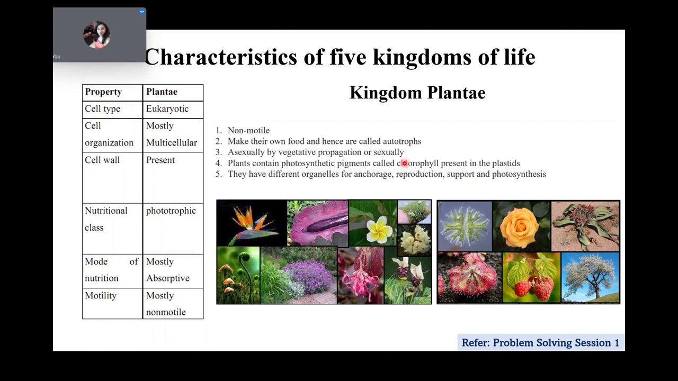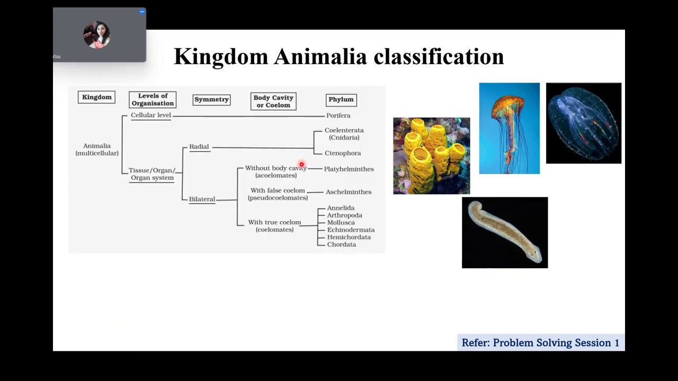For the radial ones, you have Coelenterata and Ctenophora, while the bilateral ones are further subdivided on the basis of the presence of a body cavity, or coelom. If you want to see the body cavity, this is the body cavity. So the presence or absence of coelom is also a criterion. Based on that, you have three classifications, where the ones without coeloms are called acoelomates, the Platyhelminths. The ones which have false coeloms are called pseudocoelomates, the Aschelminthes.